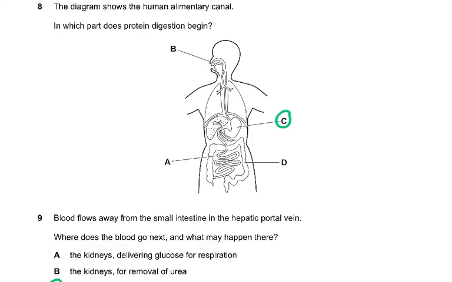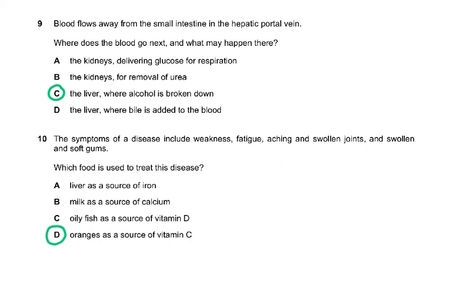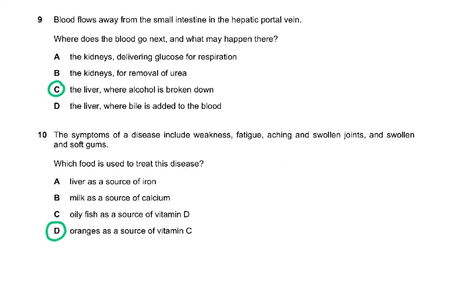A is the small intestine, D is the large intestine, and B is the mouth cavity, which is called the buccal cavity. Then coming on to question number 9, blood flows away from the small intestine in the hepatic portal vein. Where does the blood go next? And what may happen there?